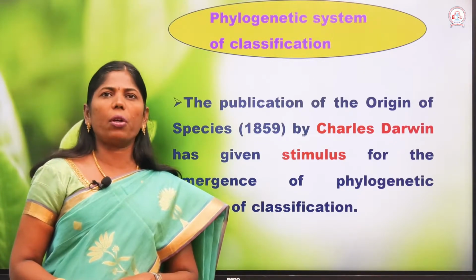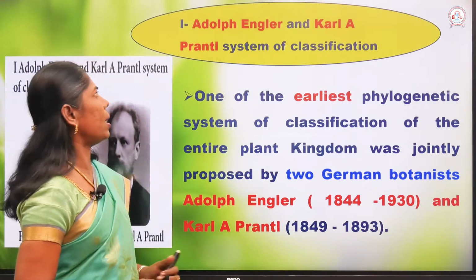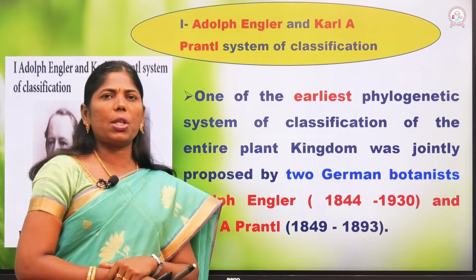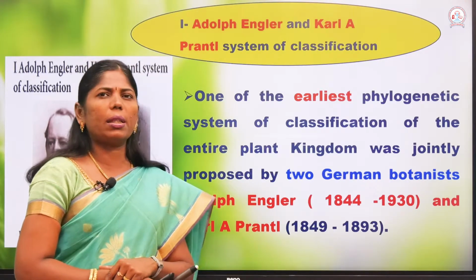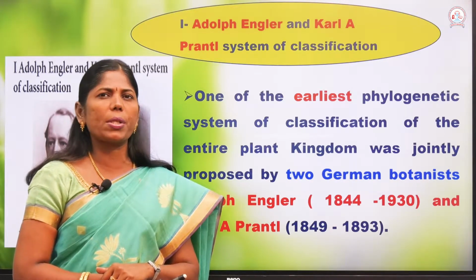So next, that was followed by Adolf Engler and Carl Prantl அப்படிங்கிற ரெண்டு சயின்டிஸ்ட் வந்தாங்க. So they explained the classification based on the phylogenetic relationship. Followed by Arthur Cronquist அப்படிங்கிறவர்.